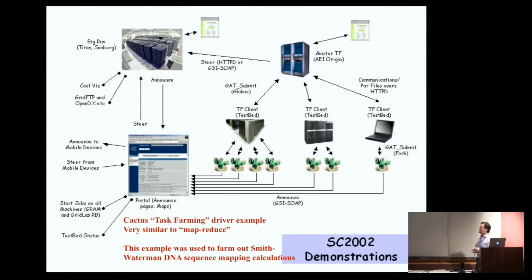Another thing that we did for SC2002, every year we used to use supercomputing as a way to demo new things, new tricks. It also caused our code teams to actually finish things on time if you had a deadline like SC. So this is an example of a task farming simulation where you want to study a huge parameter space. So we had a web interface.